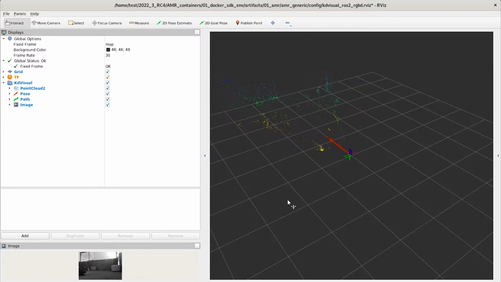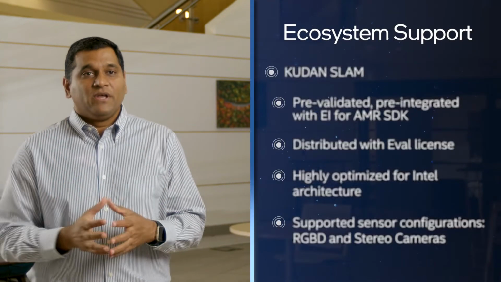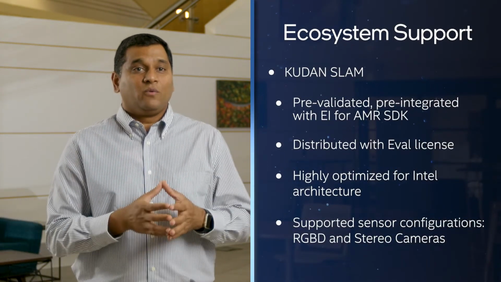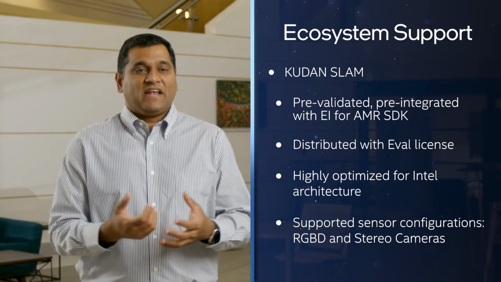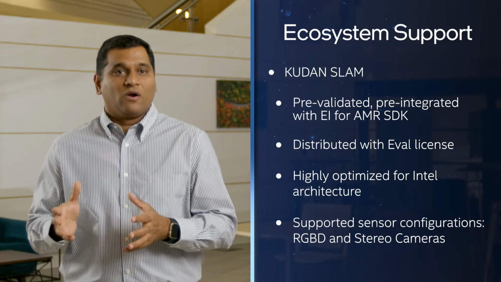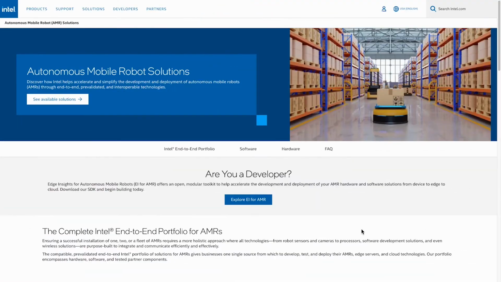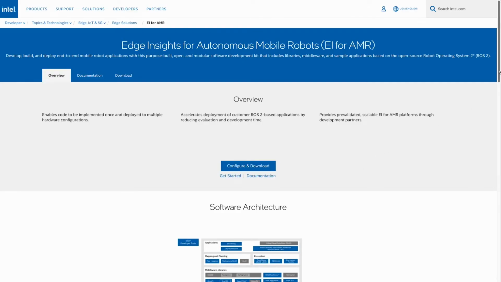Last but not least, the Intel EI for AMR Q3 release includes an evaluation version of commercial-grade localization and mapping software, or SLAM, from our ecosystem partner Kudan. As a result of close collaboration between Kudan and Intel, Kudan's visual SLAM software is hardware accelerated to take advantage of Intel architecture. It delivers enhanced performance and leaves more headroom in the main compute for additional workloads that can be executed in parallel.